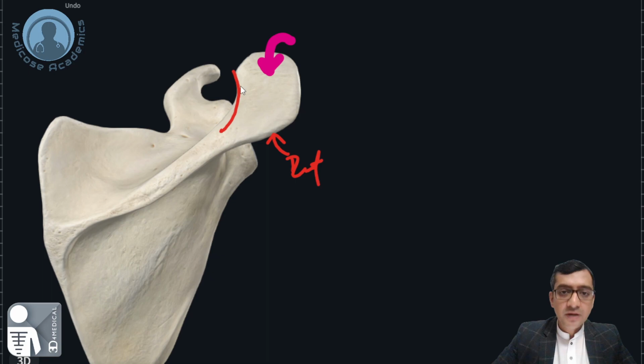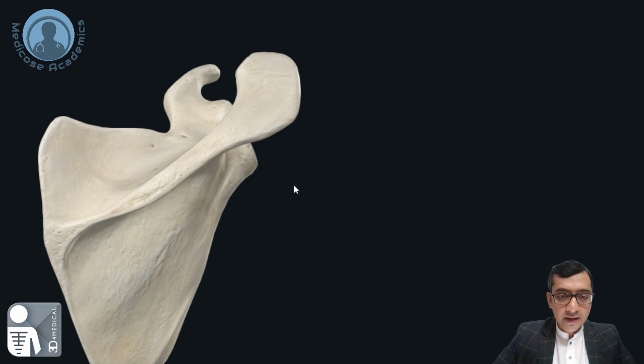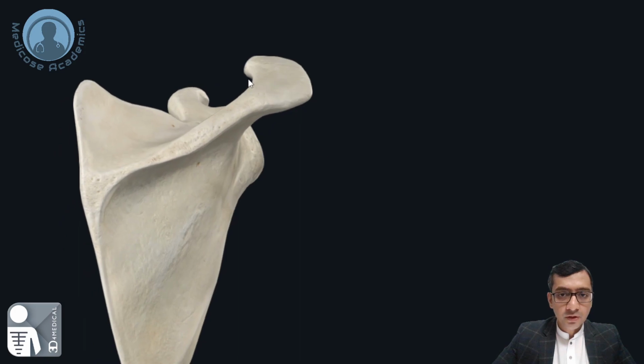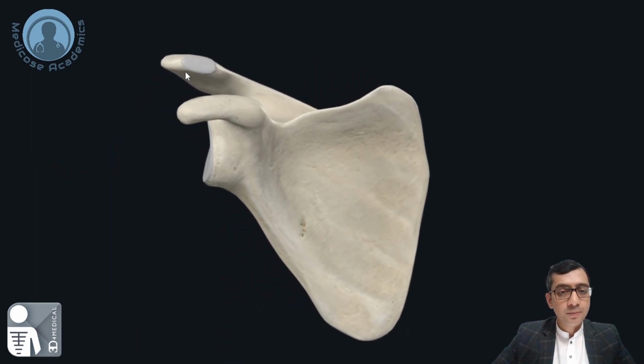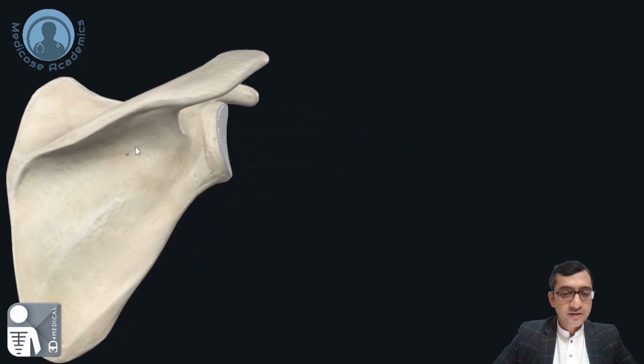The borders on this margin will be the medial border, and here it will be the lateral border. So these are the surfaces and borders of the acromion: the medial border, the lateral border, the superior surface, and here is the inferior surface. And on the tip, you can just see this facet that will make the joint with the clavicle, the acromion end of the clavicle. So we are done with the two processes, the spinous process and the acromion process.